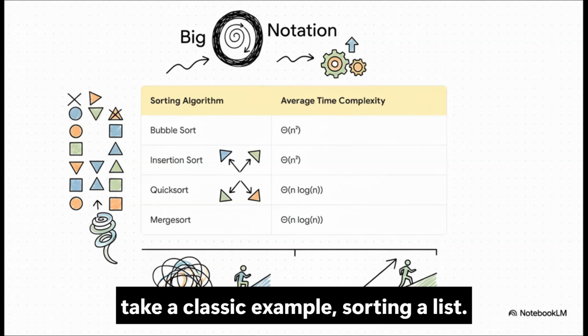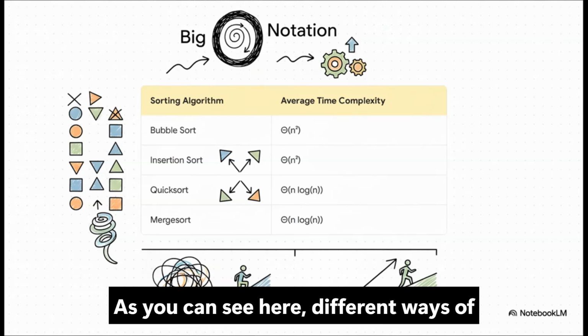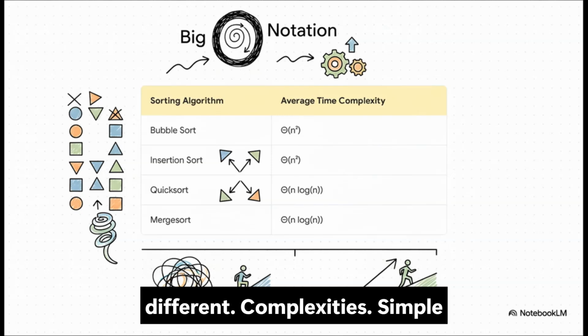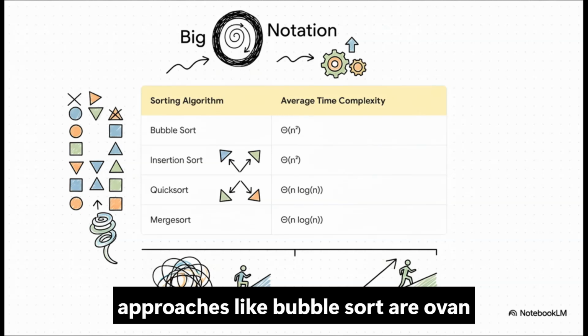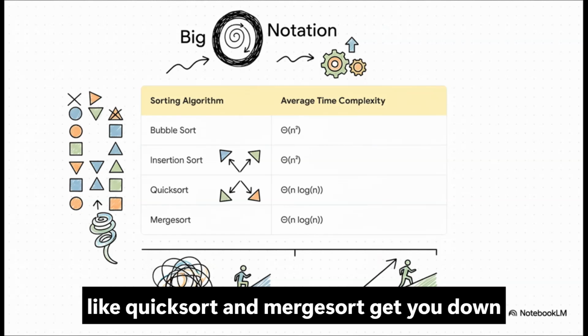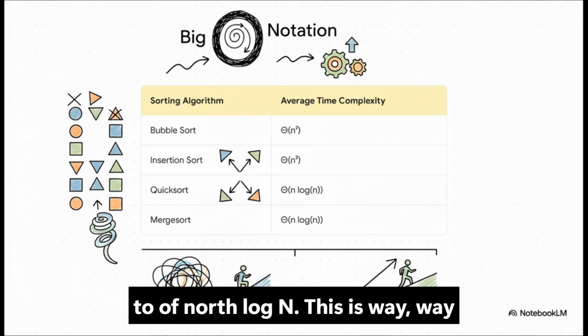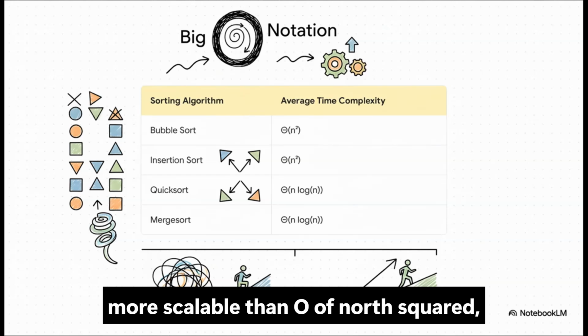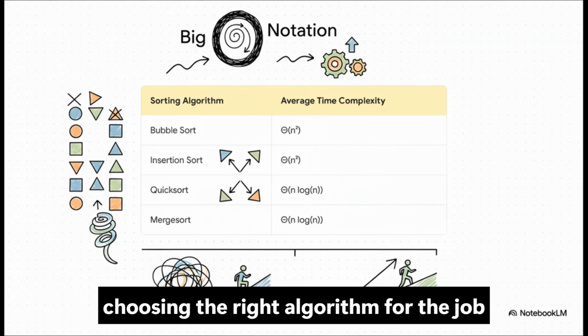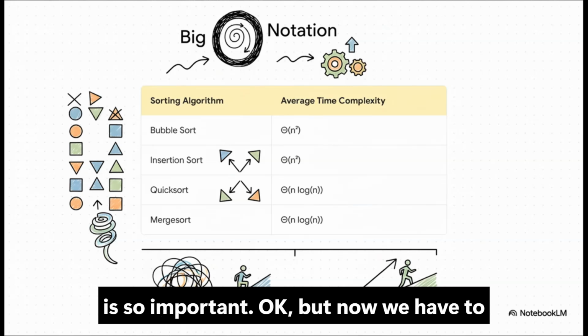Let's take a classic example, sorting a list. As you can see here, different ways of doing the exact same task can have wildly different complexities. Simple approaches like bubble sort are O of n squared, but really clever algorithms like quicksort and merge sort get you down to O of n log n. This is way, way more scalable than O of n squared, and it's a perfect example of why choosing the right algorithm for the job is so important.